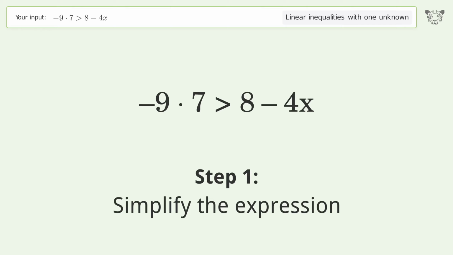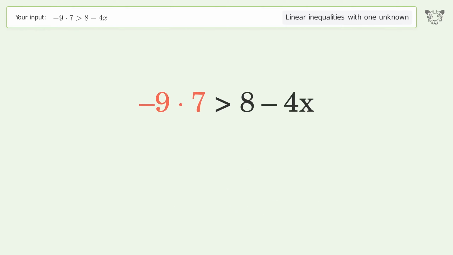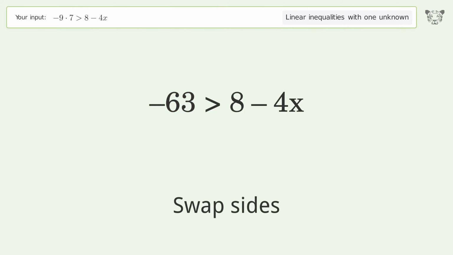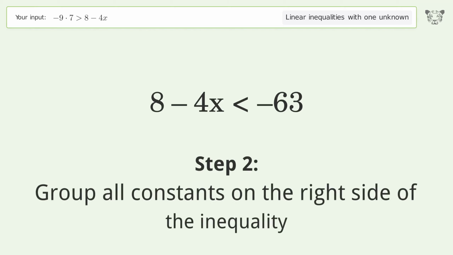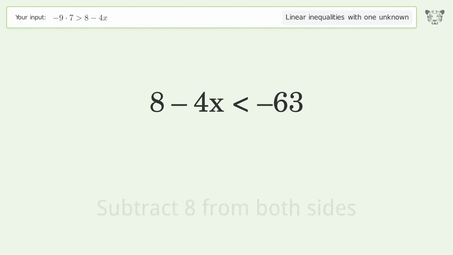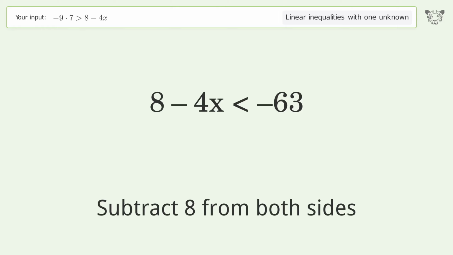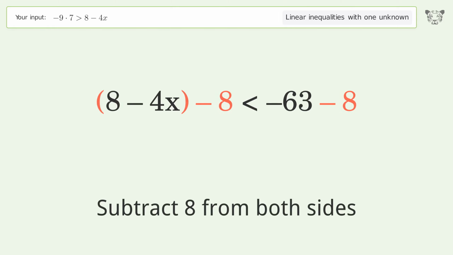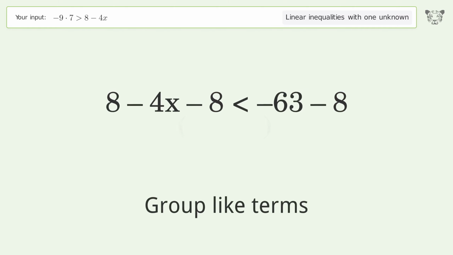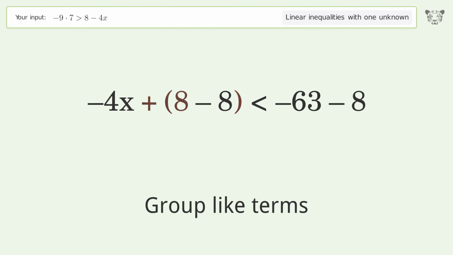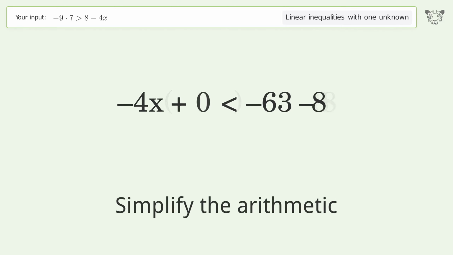Simplify the expression. Swap sides. Group all constants on the right side of the inequality. Subtract 8 from both sides. Group like terms. Simplify the arithmetic.